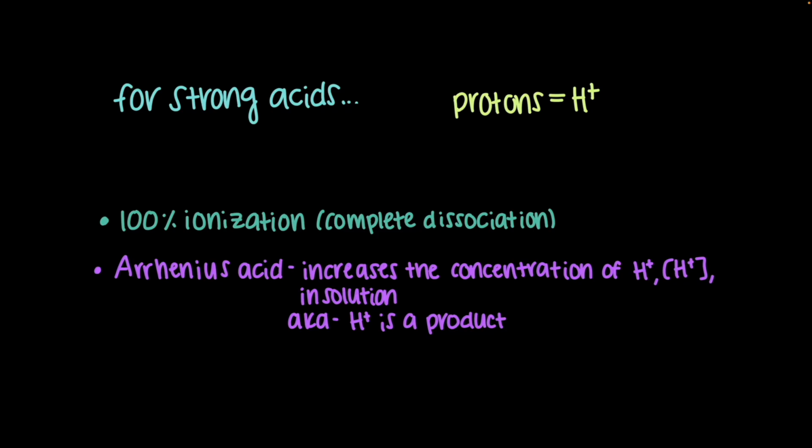One of the strong acids is HBr. HBr will have 100% ionization, creating H+ and Br-. HBr increases the concentration of H+ in solution, which we can see as H+ being a product in the equation.